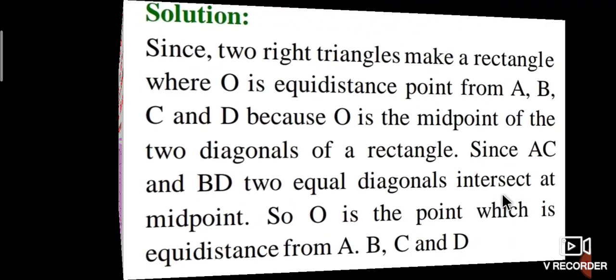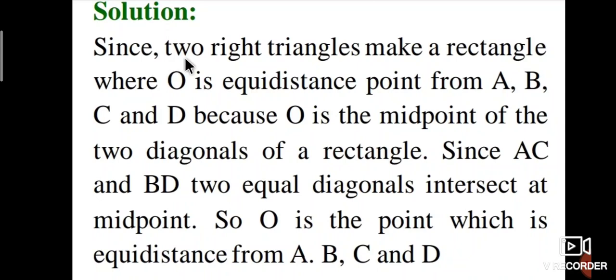Here we consider that two right angles make a rectangle, where O is equidistant from points A, B, C and D, because O is the midpoint of the two diagonals of a rectangle. Since AC and BD, two equal diagonals, intersect at the midpoint, O is equidistant from A, B, C and D.